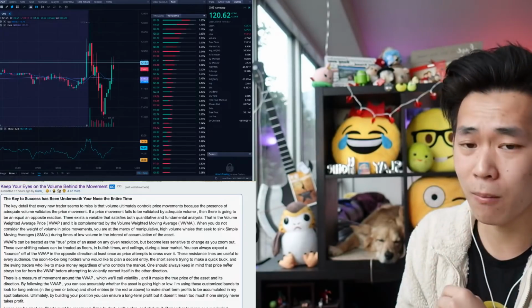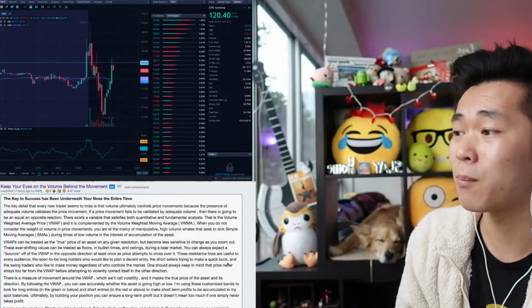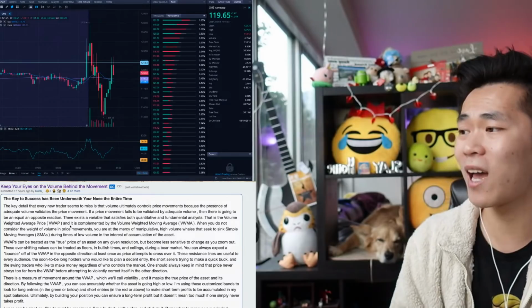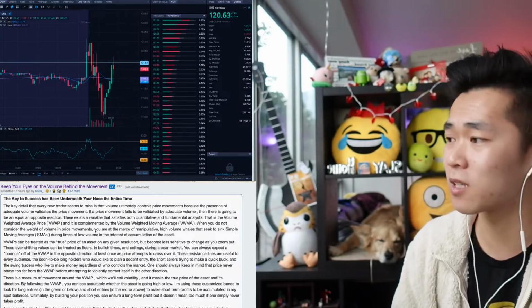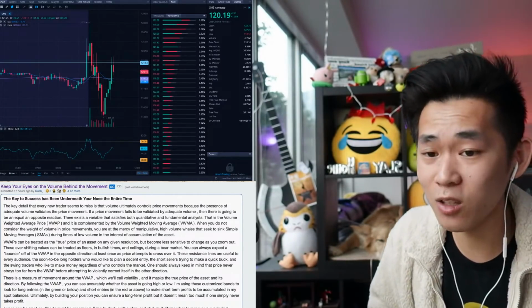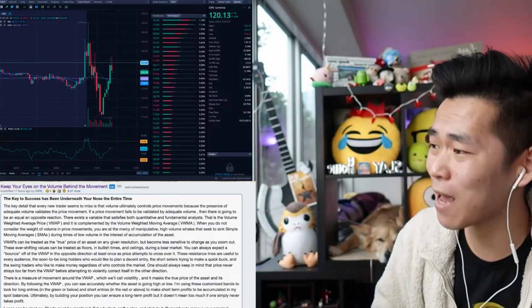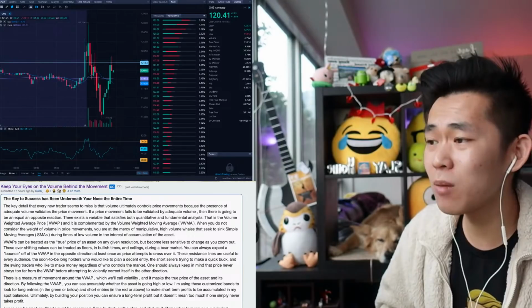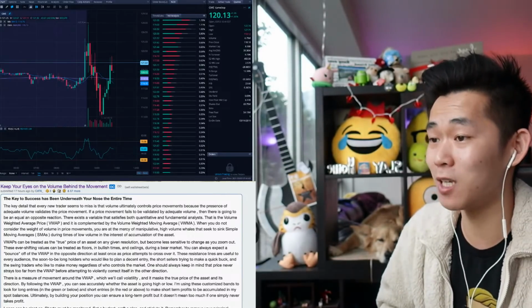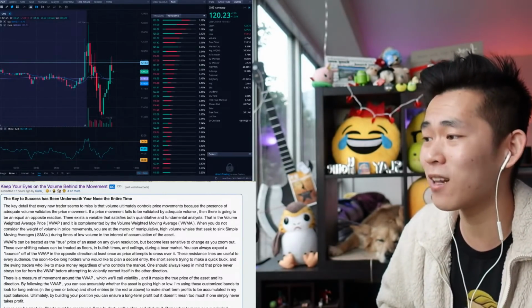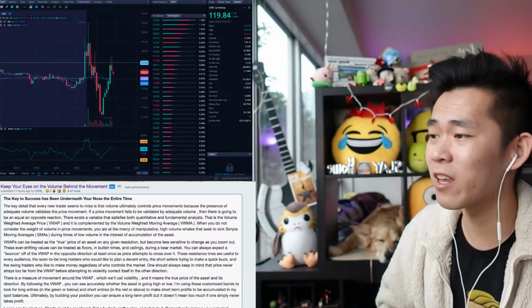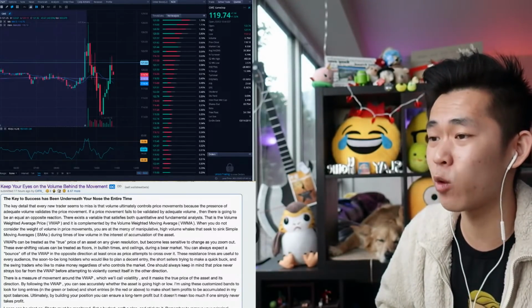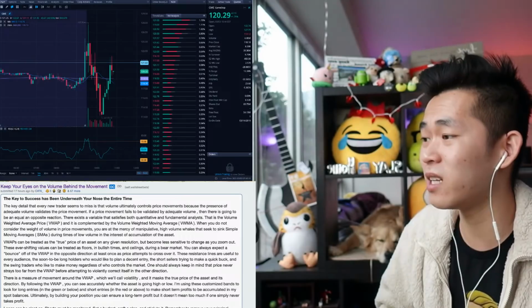Anyway, let's make sure that we understand this article end to end. Keep your eye on the volume behind the movement. The key to success has been underneath your nose the entire time. The key detail that every trader seems to miss is that volume ultimately controls price movements, because the presence of adequate volume validates the price movement. If a price movement fails to be validated by adequate volume, then there is going to be an equal and opposite reaction.